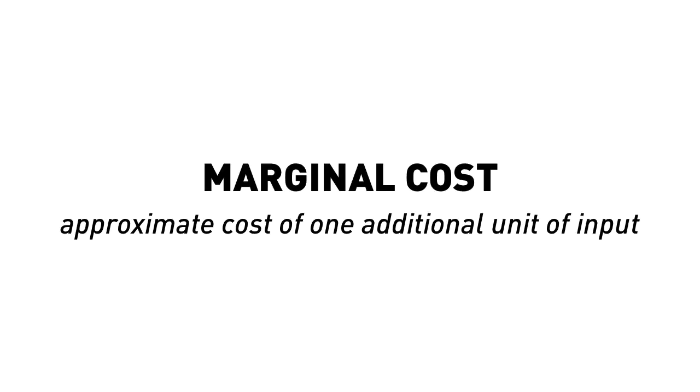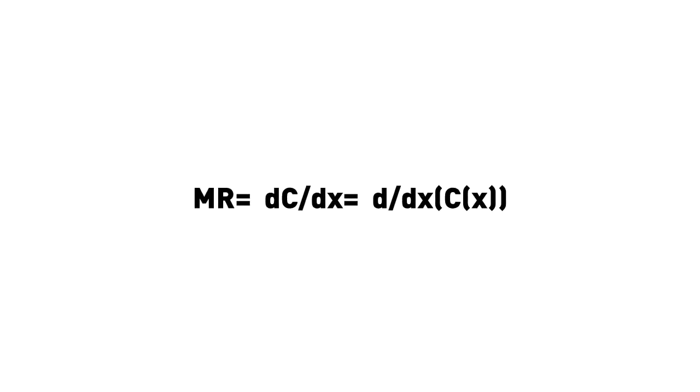We also know the marginal cost is interpreted to be the approximate cost of one additional unit of input. It is computed as MC is equal to dC over dx, which is equal to d over dx of C of x.